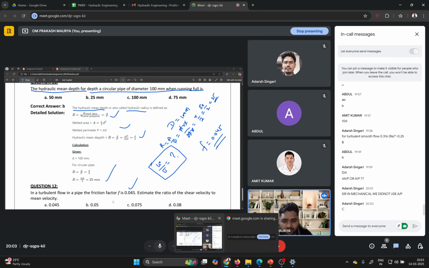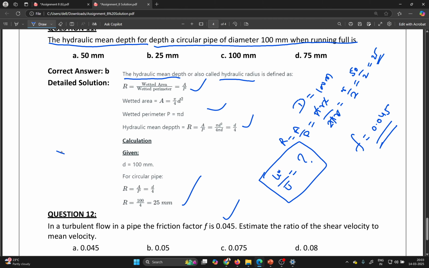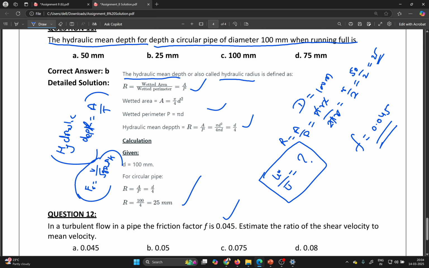One formula also you remember please: here we talked about mean, but hydraulic depth is A by top width. Remember this one also. Sometimes in civil engineering we use the Froude number, that is V by root GD, where D means A by T, the hydraulic depth, area by top width.